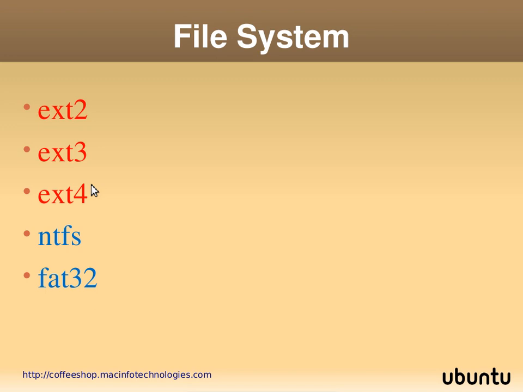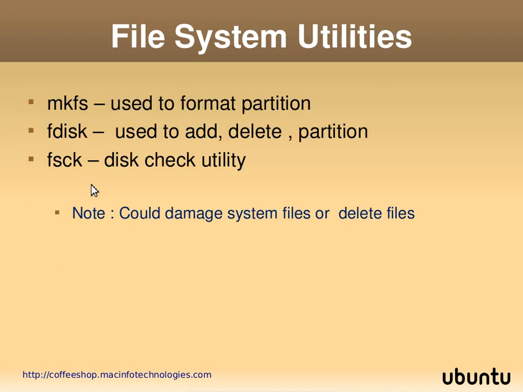So we have some file system utilities. We have mkfs, used to format a partition. We have fdisk, a utility used to add and delete partitions, or make changes on a partition. If you want to modify a partition, you can use the fdisk utility. We have fsck, a disk check utility similar to the check disk utility in Windows.